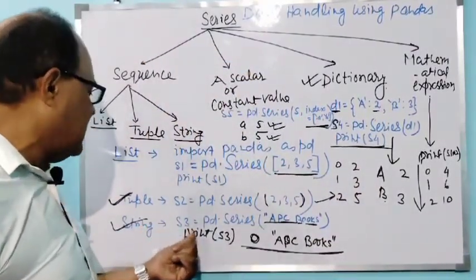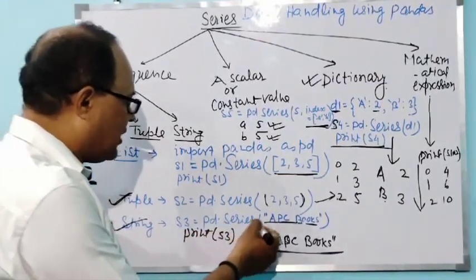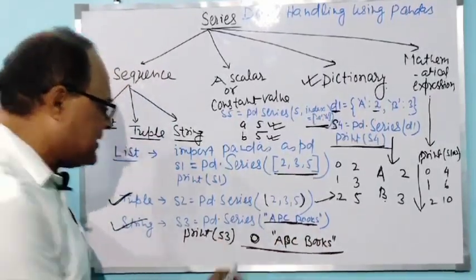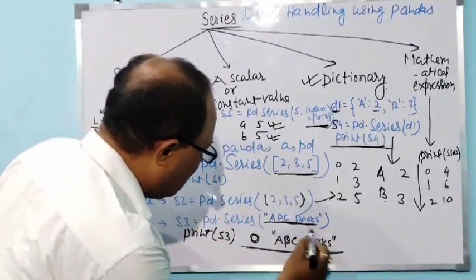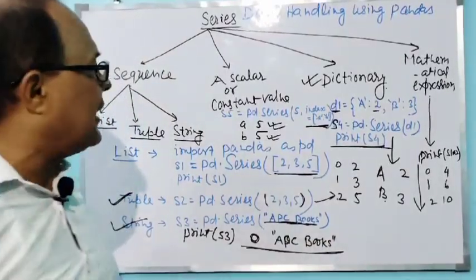For a string, we can create a series by using pd.Series of "ABC book". Suppose this is an example, so its index will be 0 and the output will be like this, and the data type will be object type.